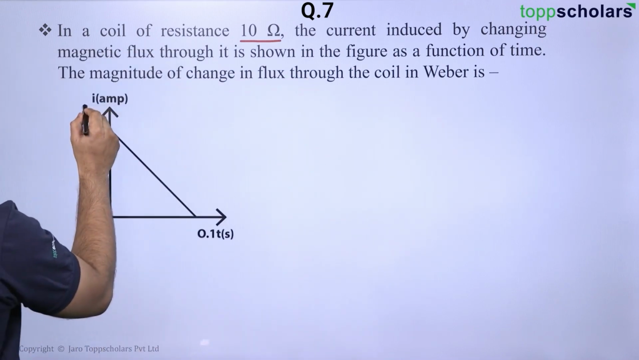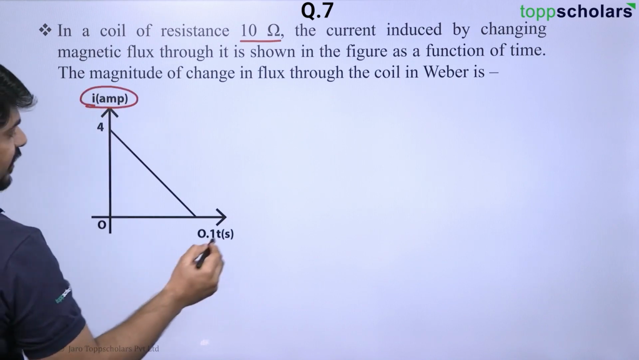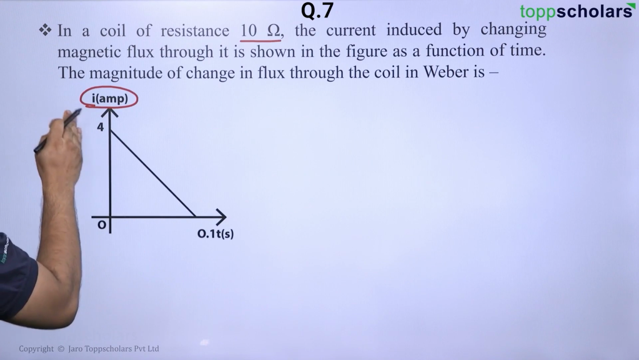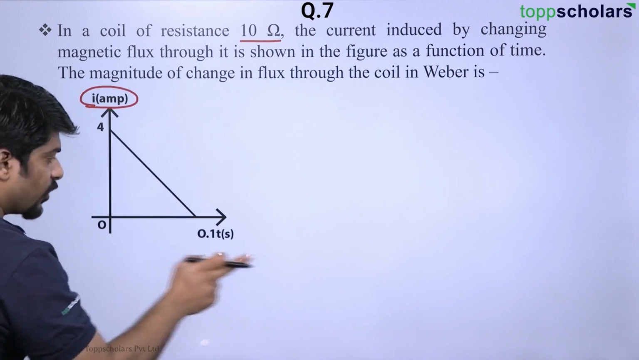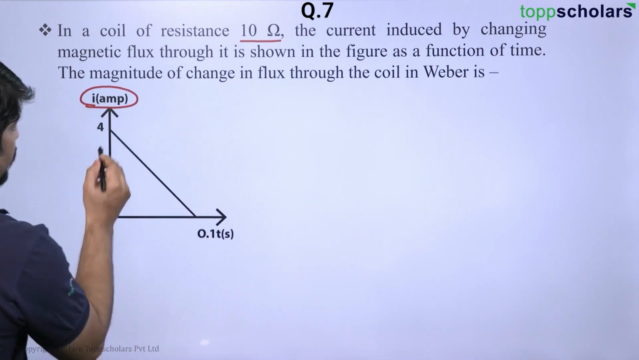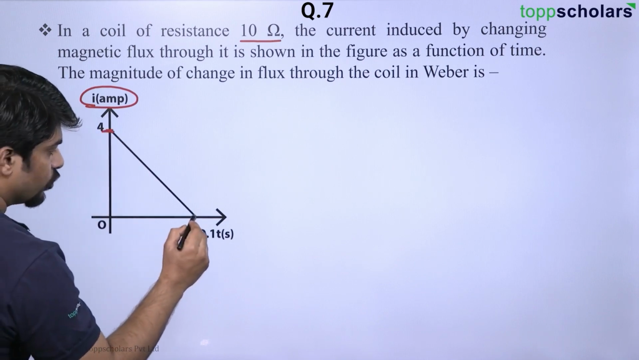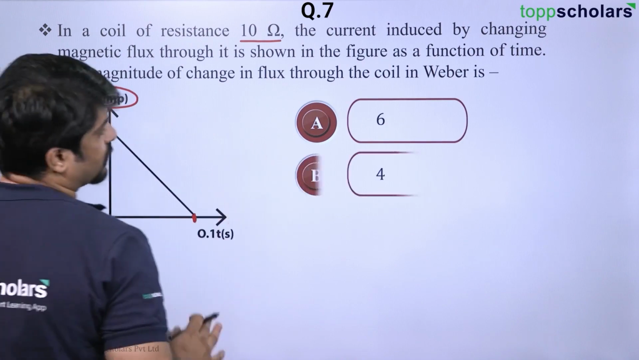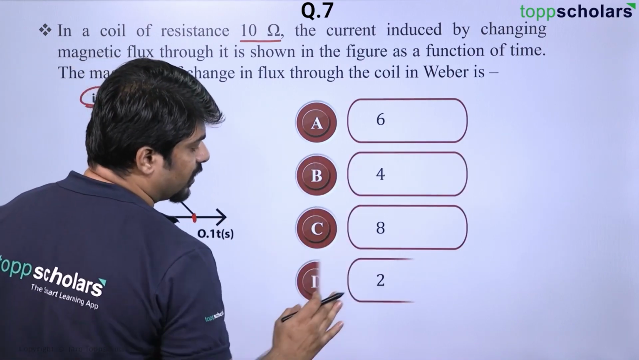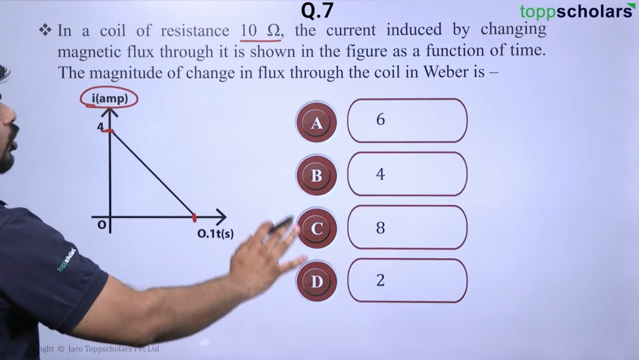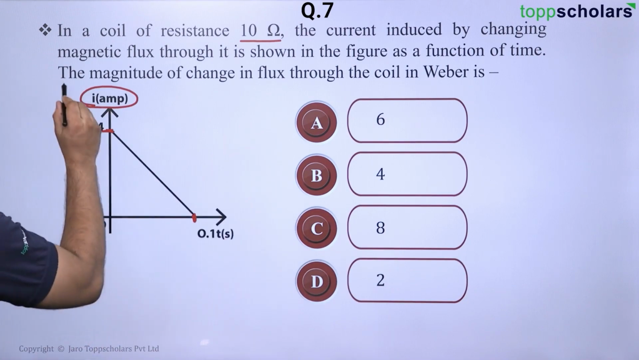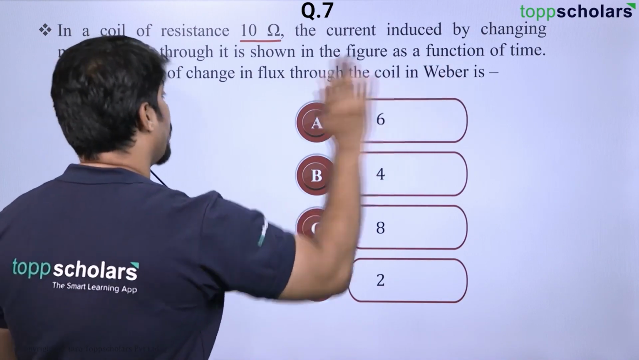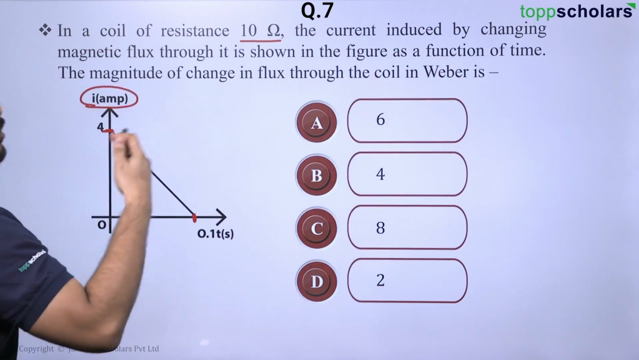So here you can see we have got current on one axis and time on the other axis, and this is the graph of how current is changing with respect to time. Here we can see this is 4 and this is 0.1. Now the options are 6, 4, 8 and 2. What we have to find out is the magnitude of change in flux through the coil in Weber.